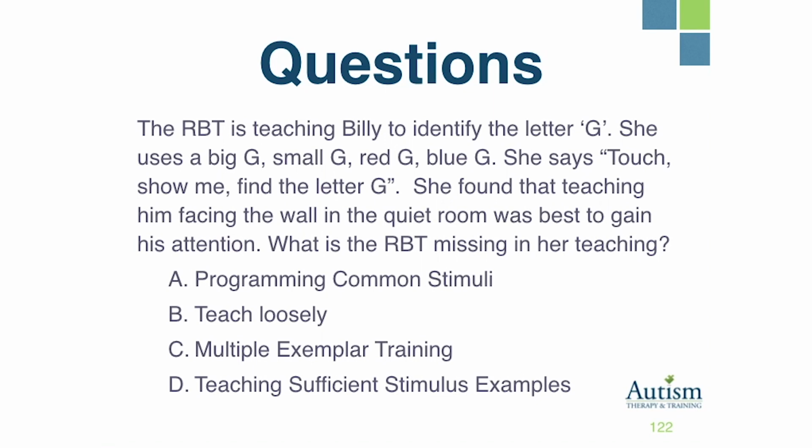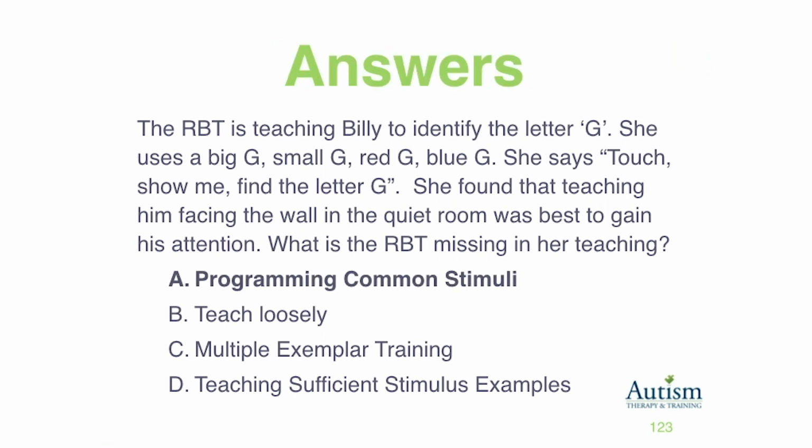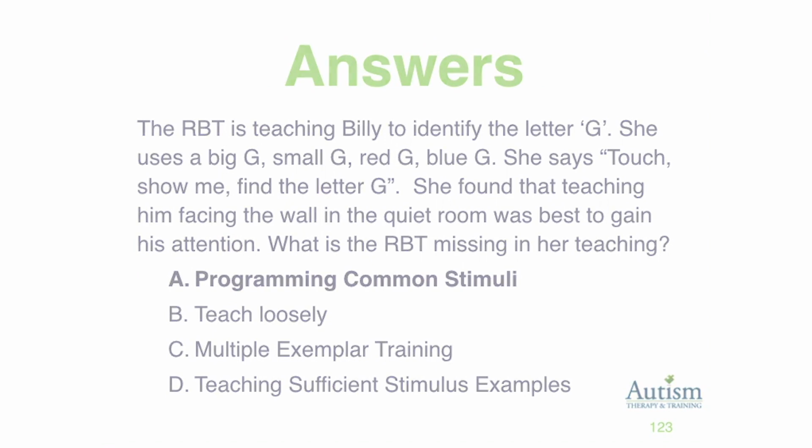A, programming common stimuli. B, teaching loosely. C, multiple exemplar training. Or D, teaching sufficient stimulus examples. And the correct response is A, programming common stimuli.